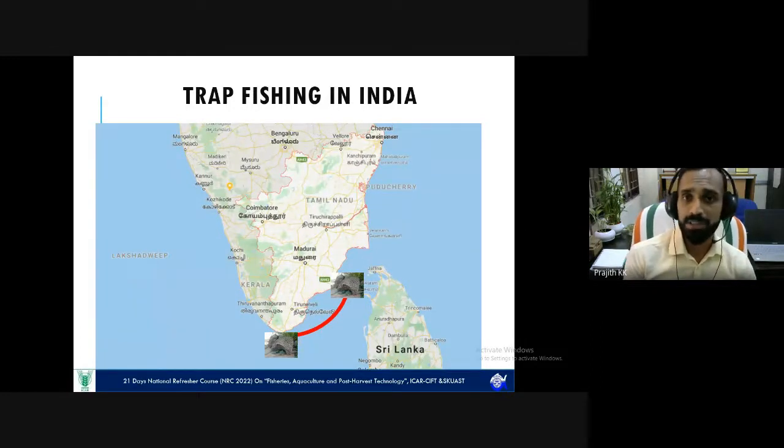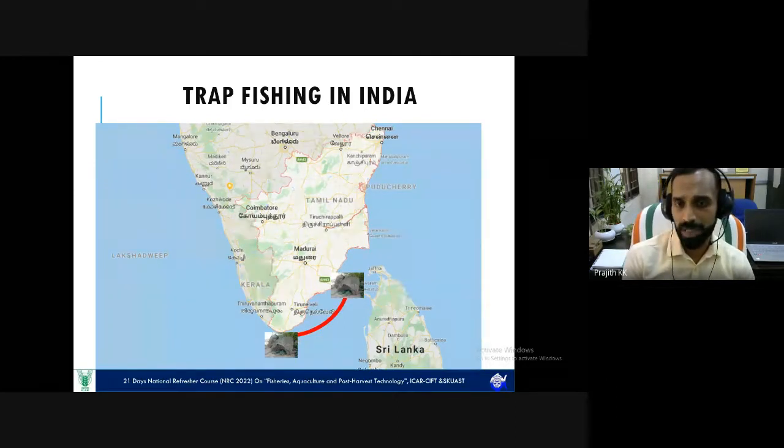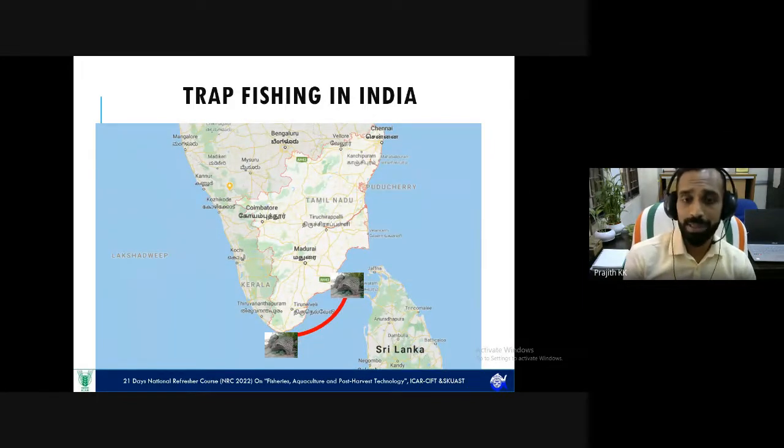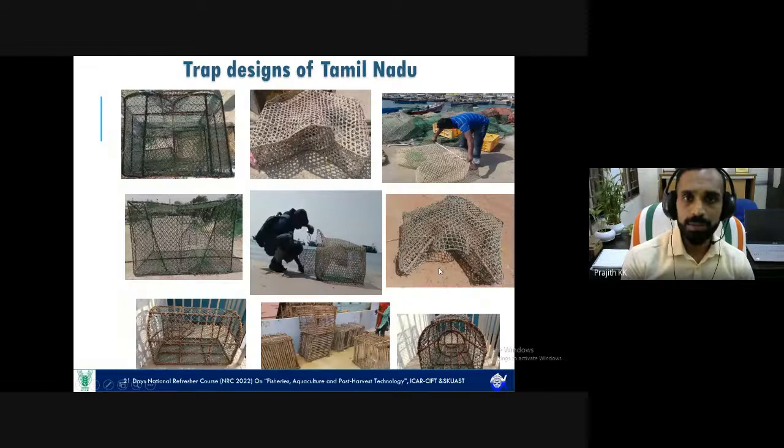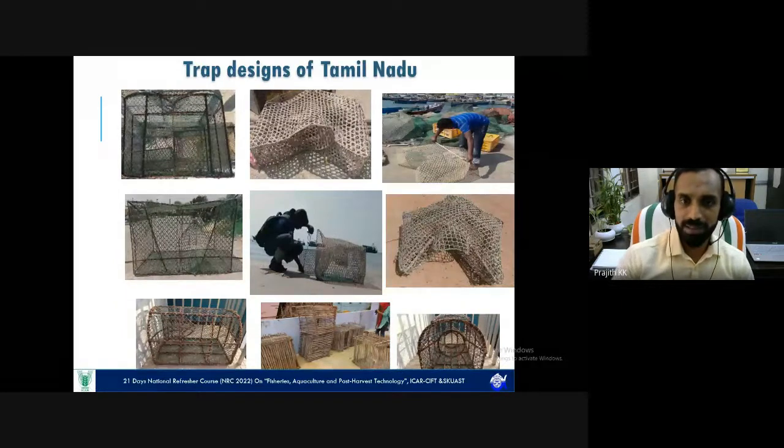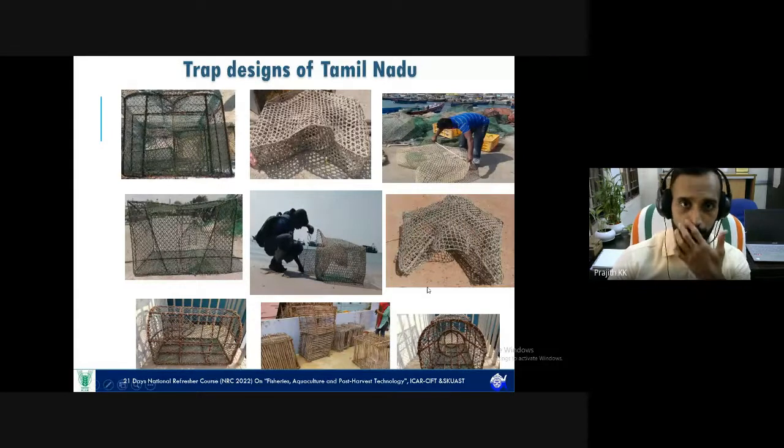Then coming to trap fishing in India, in inland waters, we can see a number of traps, varieties of traps, and diversity of traps operating. But in the marine sector, the operation of traps is confined to only the Tamil Nadu coast actually. In this stretch, we can only see the operation of traps. Most of these slides are pictures only, so I'm going fast, we can just have a look.